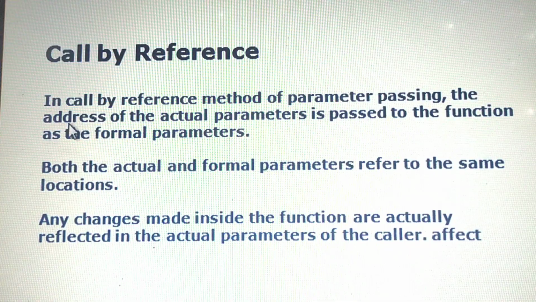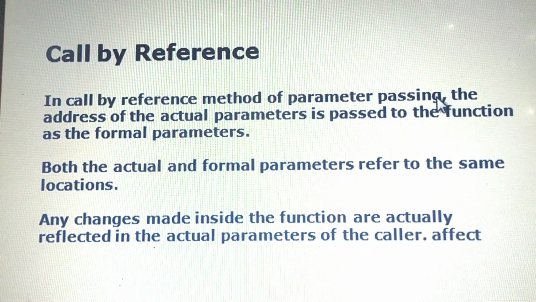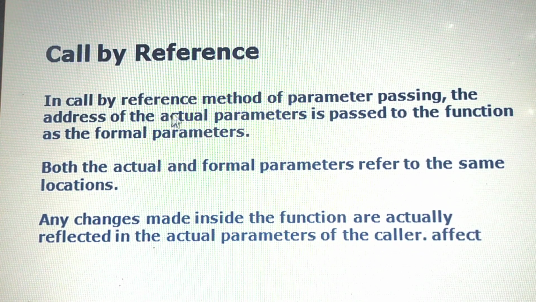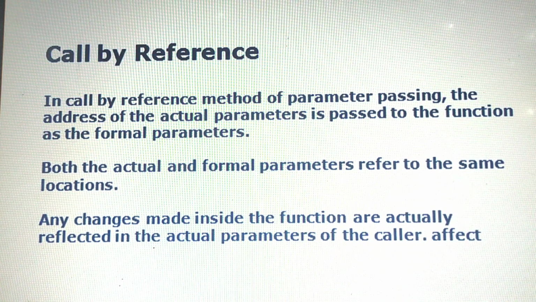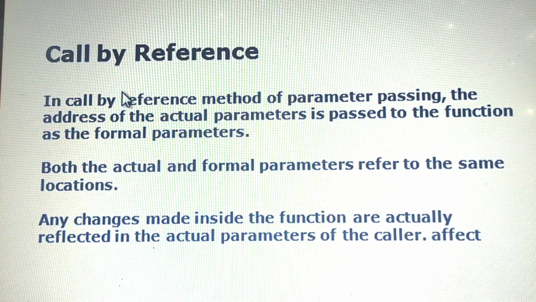Okay. In call by reference, how is the parameter passed? The address of the actual parameter is passed to the function as the formal parameter. Both the actual and formal parameters refer to the same location, no different storage area. Any changes made inside the function are actually reflected in the actual parameters of the caller. Okay. These are the advantages of call by reference.